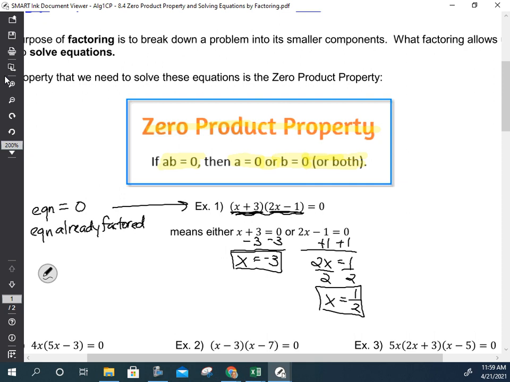So, if the equation is equal to 0, and if the equation is already factored, you can break the problem apart and solve the two itty-bitty equations. Just that simple.